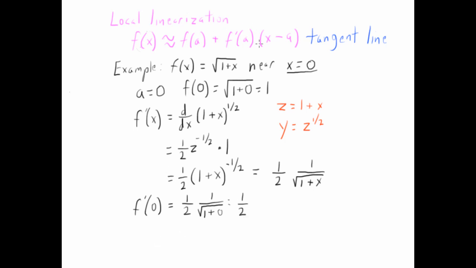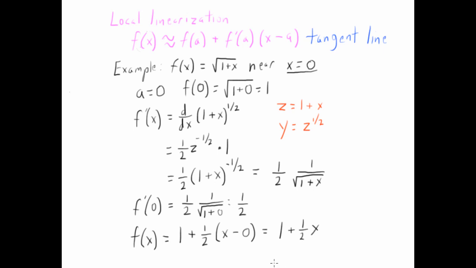We've got all our pieces. We can put together our local linearization. So f of x is going to be f of 0, which was 1, plus f prime of 0, which was 1/2, times x minus 0. So that's just 1 plus 1/2 times x.